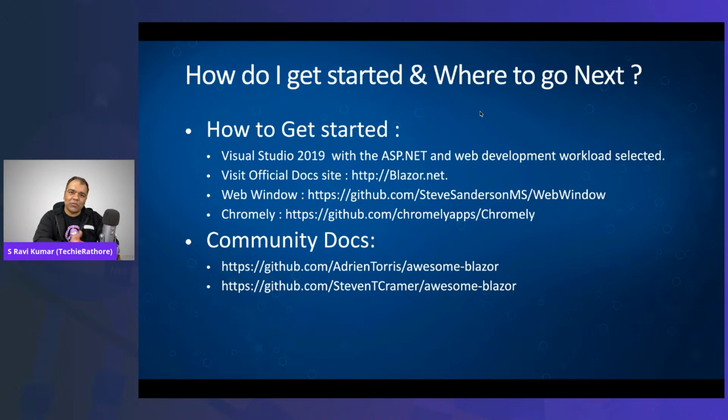Then there is a lot of community documentation available also. So awesome: if you just type awesome plus the technology, you will get a list of all the community documents of that technology. So for Blazor, there are Awesome Blazor by Adrian Torres and Stephen Tree Kramer. These two listings are kind of a gist of all the Blazor resources. It has courses, it has videos, it has all the open source libraries listed there. MatBlazor, Blazorise, whatever you want to see, all the open source material is there on these awesome pages.